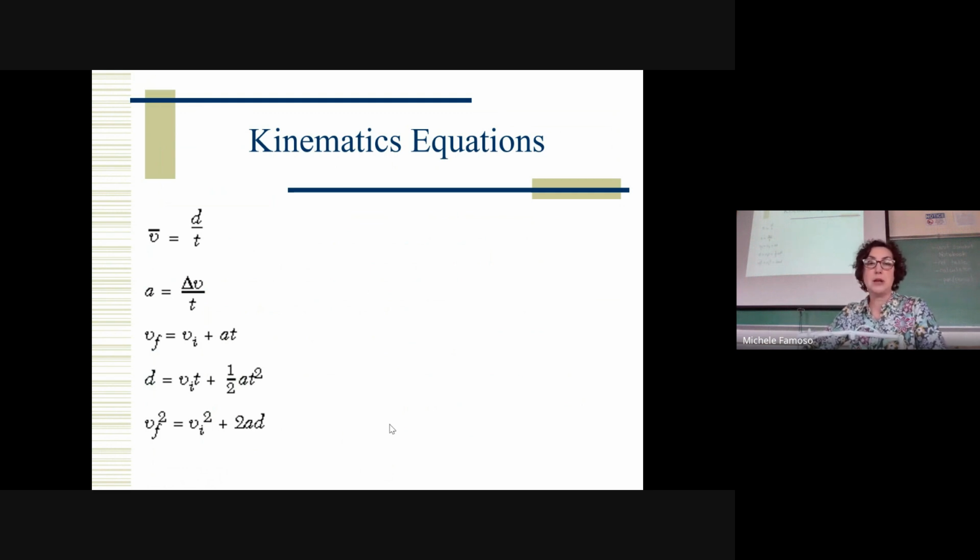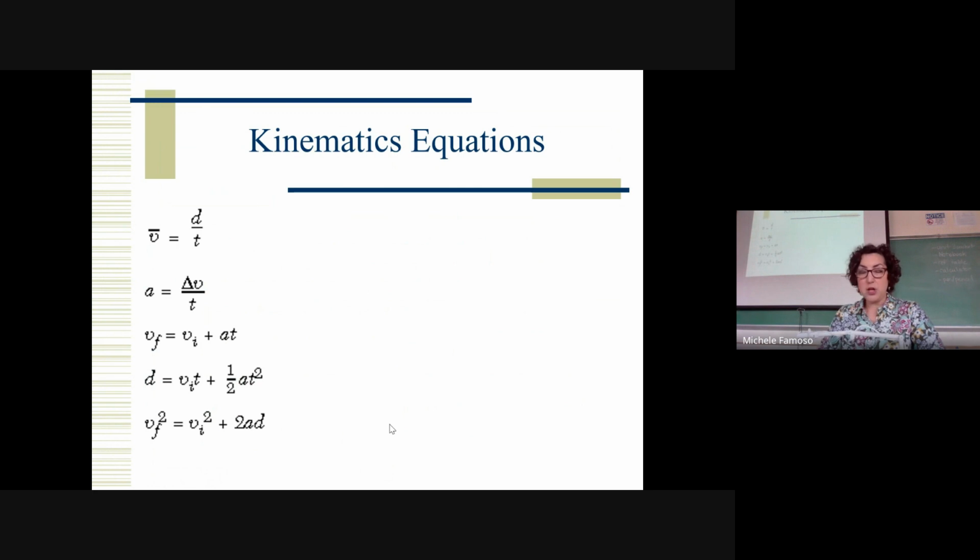Starting with the first one, you should have already checked off the equation V bar equals D over T. And then we also learned earlier in this unit the equation A equals change in V over T. The next 3 are brand new, and I'd like you to check those off. The third equation is VF equals VI plus A times T. The next equation to check off is D equals VI times T plus 1/2 times A times T squared.